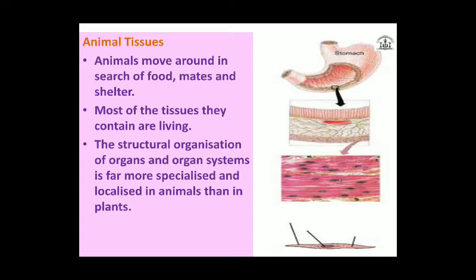Basically, animals don't stick to one place. They move from one place to another in search of food and shelter. Most of the animal tissues are living tissues, and the functions of the organs present in the animals are specialized and localized. So now we'll see the types of animal tissues.